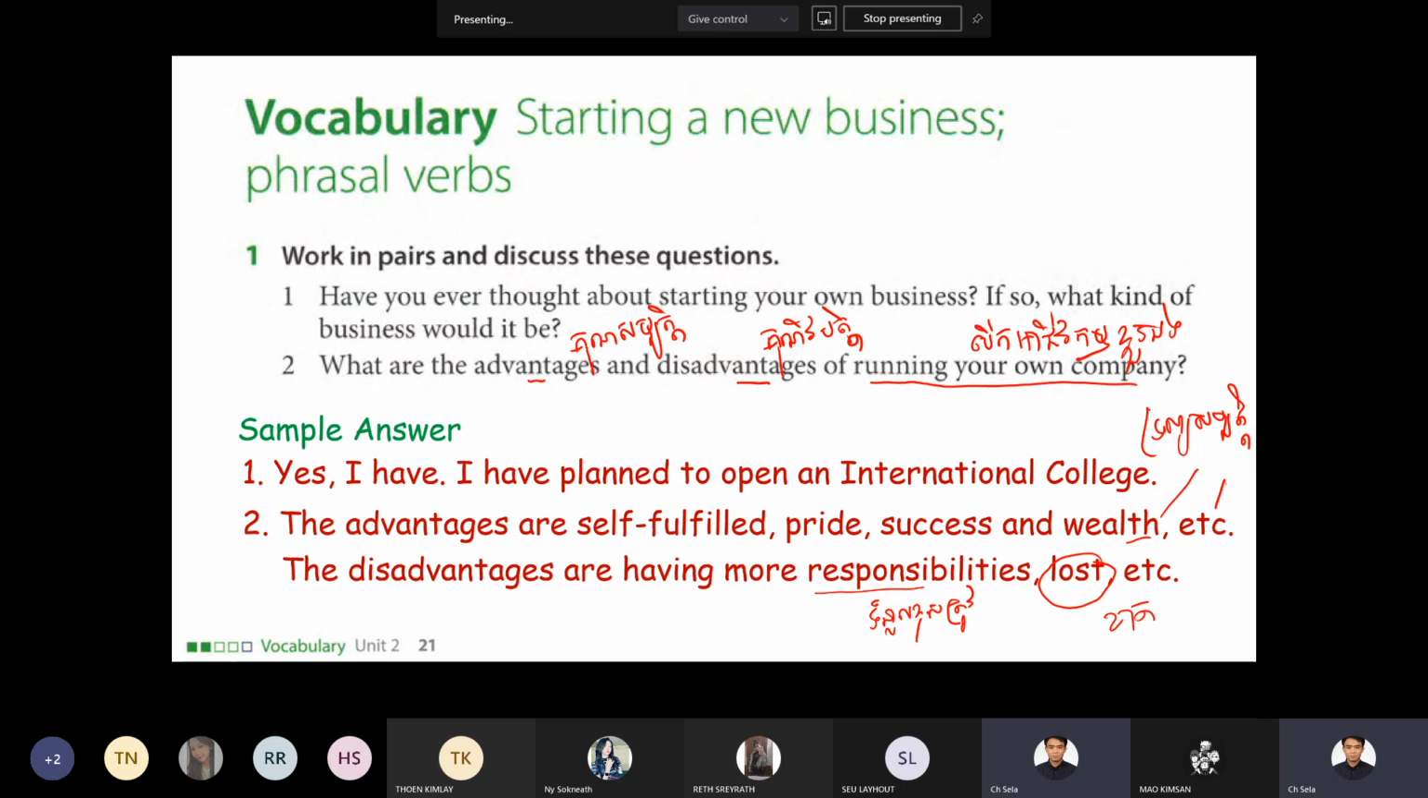Before I let you answer the question, I want you to read the question and answer. So, Srinit, I want you to read the questions, and Laihut, I want you to read the answer, please. One, have you ever thought about starting your own business? If so, what kind of business would it be? Yes, I have. I have planned to open an international college.